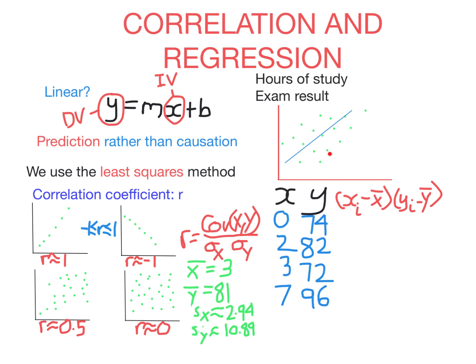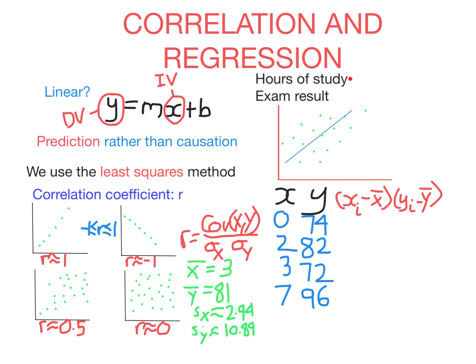So basically, if we have a plot of points like this, we're seeing if we can draw a line through the middle and how good that line captures the data. I just made up an example of hours of study and exam result. We expect that there is a relationship between these two. In this case, hours of study would be the independent variable, exam result the dependent variable.